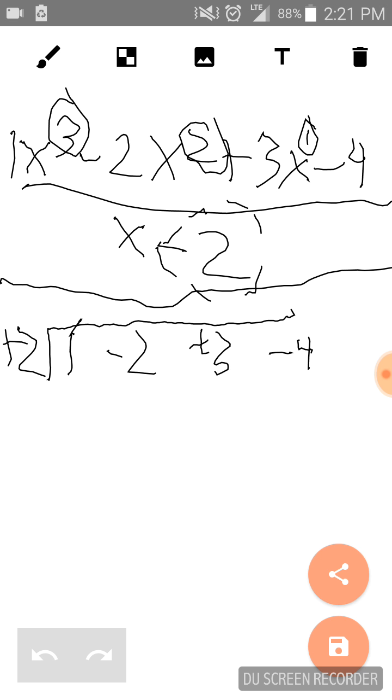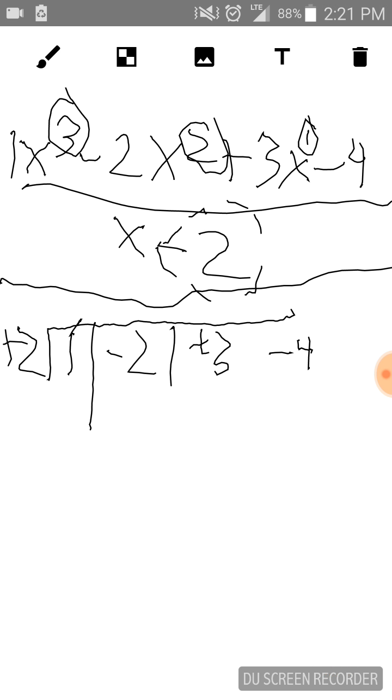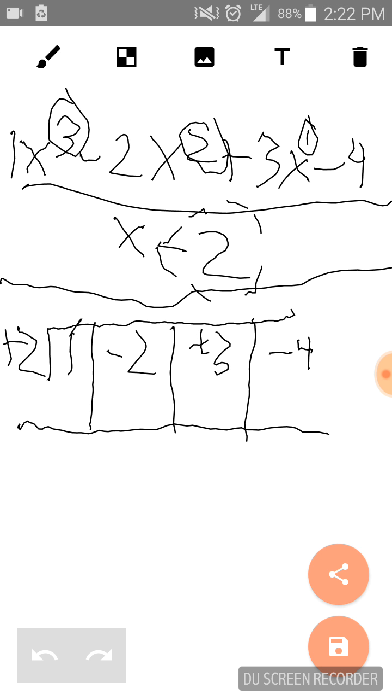Next up, you really don't have to do this, but I like to do it so that you get a better understanding of the next steps. I like to put lines in between the numbers so I can separate them. First off, you're always going to start with the number on the left inside. There's nothing really to do with it. All you're going to do is bring it down.